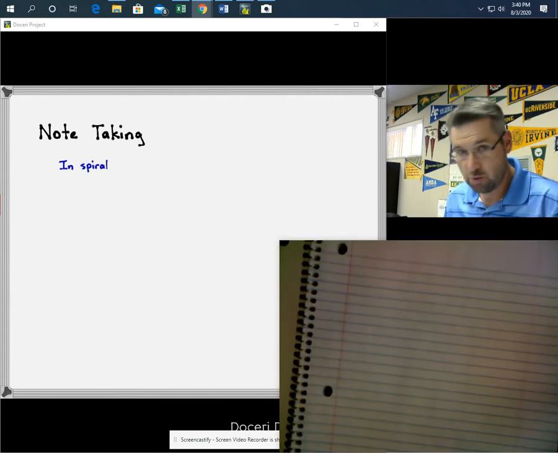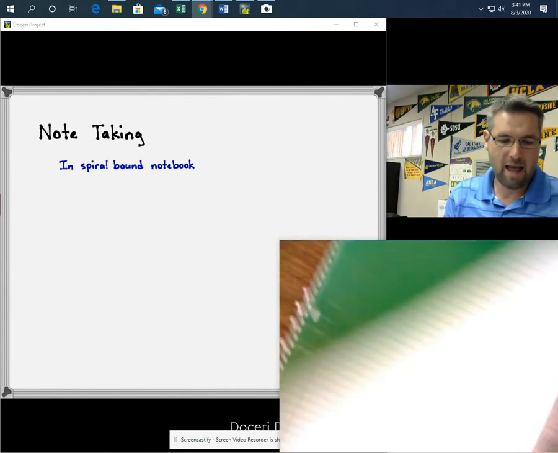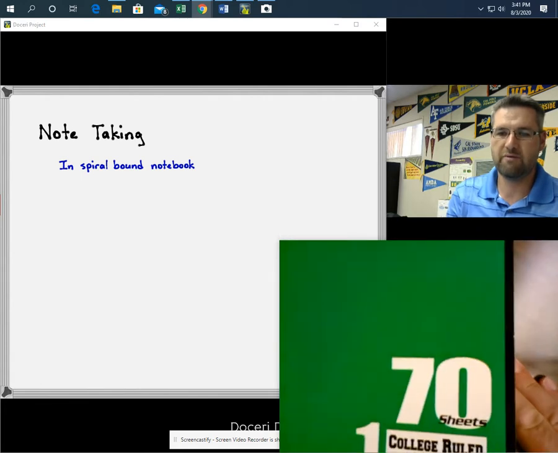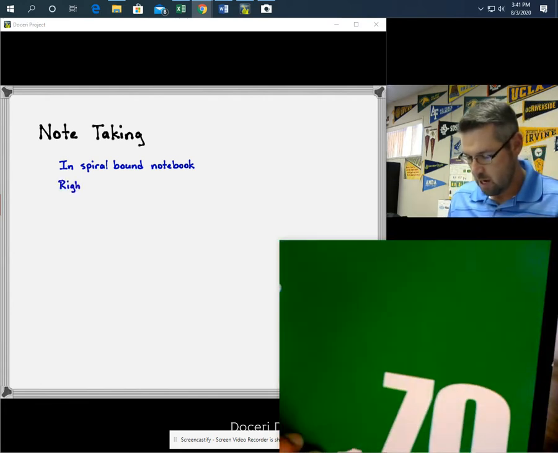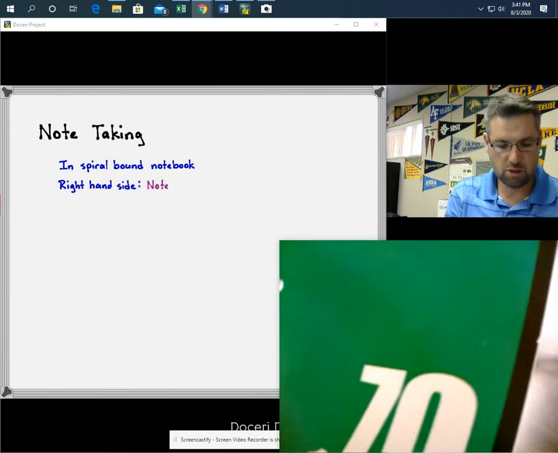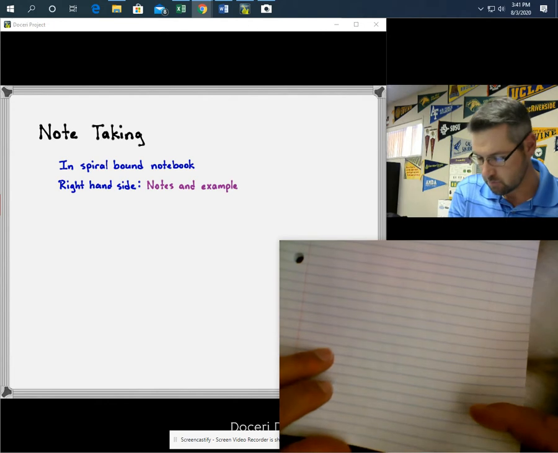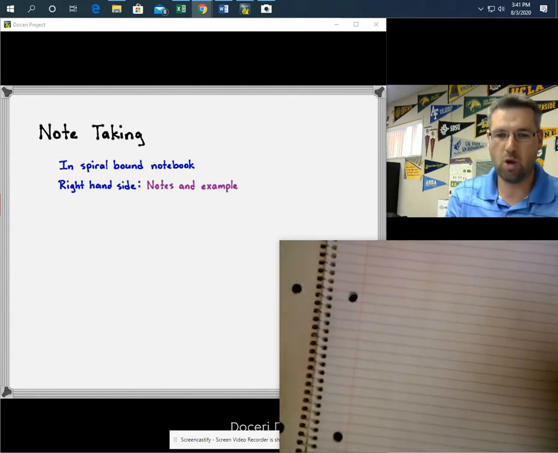I'm going to model what note-taking looks like through my notebook here so you can see. But a couple notes on note-taking. It should be in a spiral-bound notebook. So, like I said in a previous video, college-bound, spiral-bound notebook, okay? You are going to reserve the right hand of each page for notes and examples. So you're actually going to skip page 1.